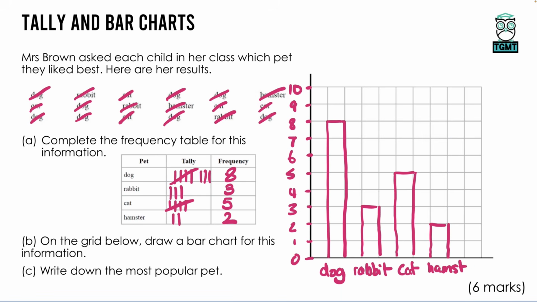We are also given another question here that says write down the most popular pet, and that is the highest bar, so that will be dog. And there we go, that is completing a tally chart and then using that as well to draw a bar chart.